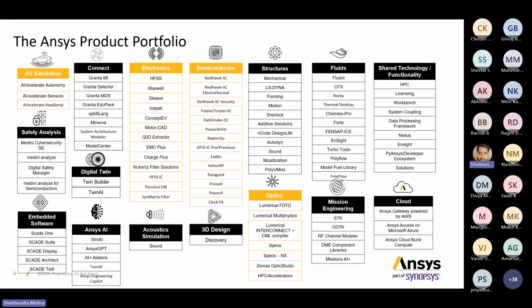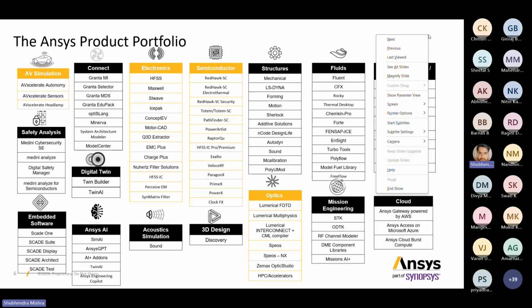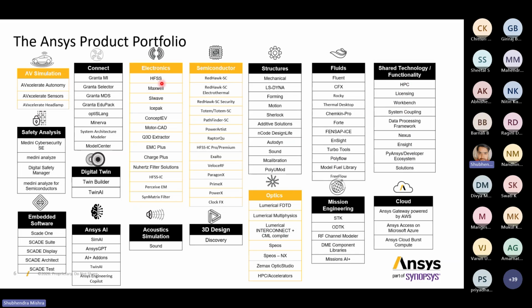In electronics itself, it is divided into two parts: low frequency and high frequency. The low frequency is basically for electric machines, where you want to analyze electric motors, power electronics, power trains. Those come under the low frequency tools, where you can see Maxwell and Motor-CAD, these two tools for those applications. Now for high frequency, we have different tools: HFSS, SIwave, Icepak, Q3D, EMC Plus, and Nuhertz solutions. In detail, I will explain that in the next slides.